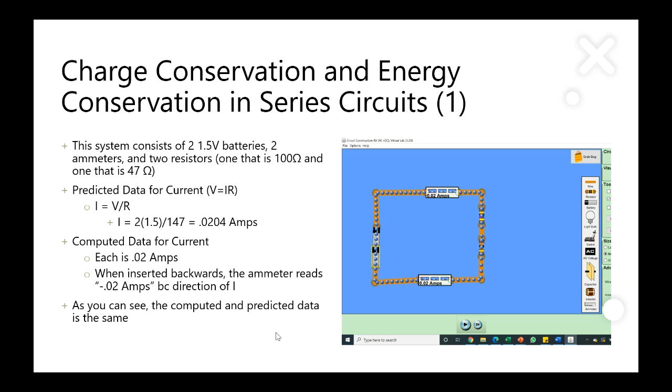When putting the circuit together, I found that each ammeter read 0.02 amps. When inserted backwards, the ammeter reads negative 0.02 amps because of the direction of the current. As you can see, the computed and predicted data are the same.